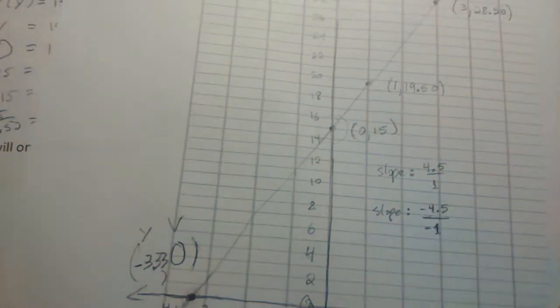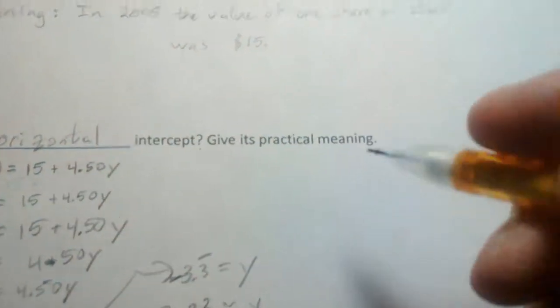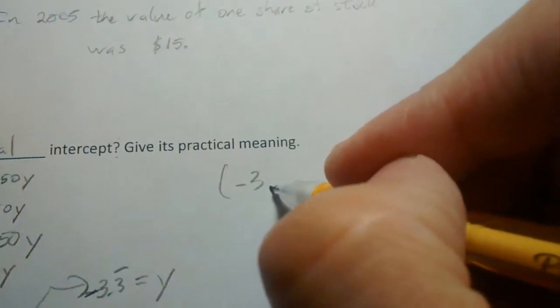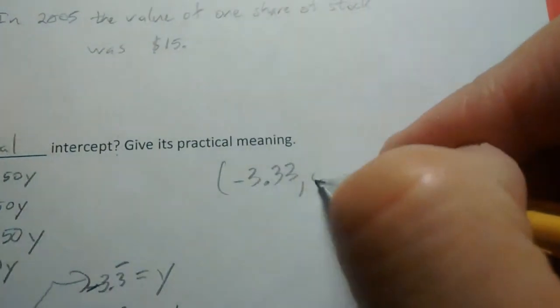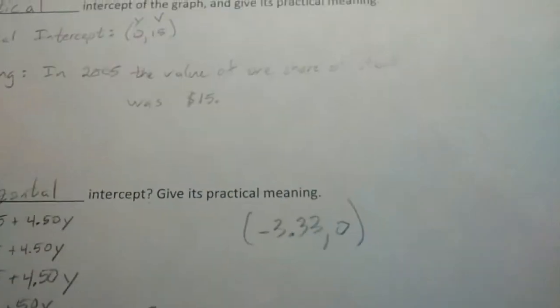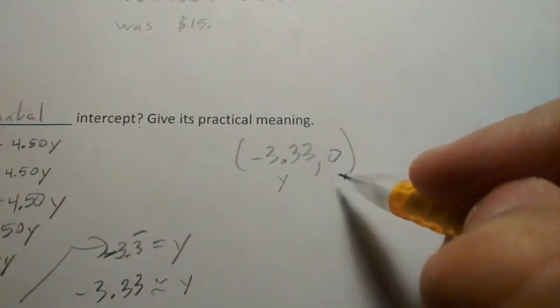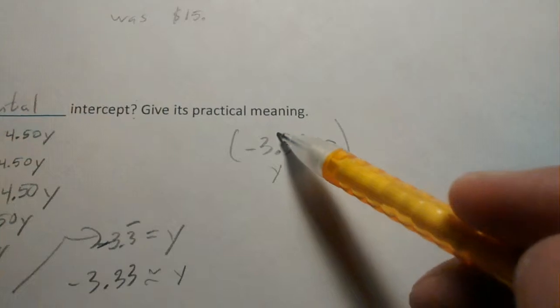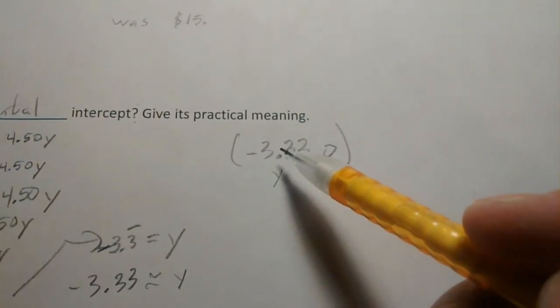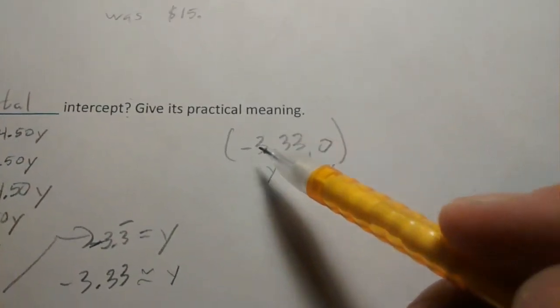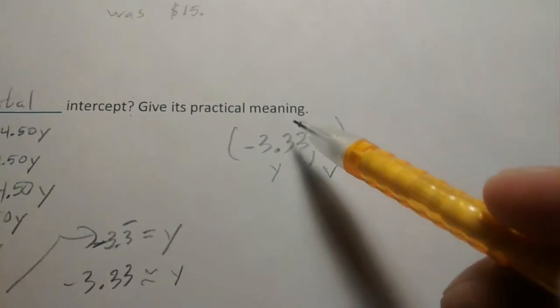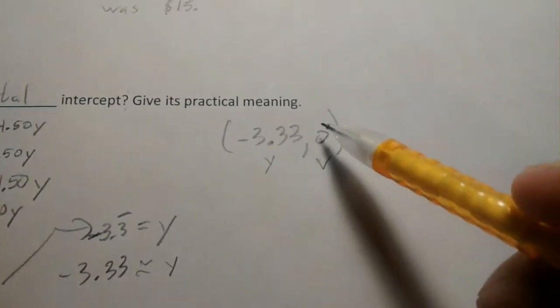So our horizontal intercept is that guy right there. So I'll write it over here. And so what would this mean? Remember, this is a year since 05, and this would be the value. And so what we're saying here is about negative 3.3 years, or 3.33 years prior to 05, the value of one share of stock was 0.